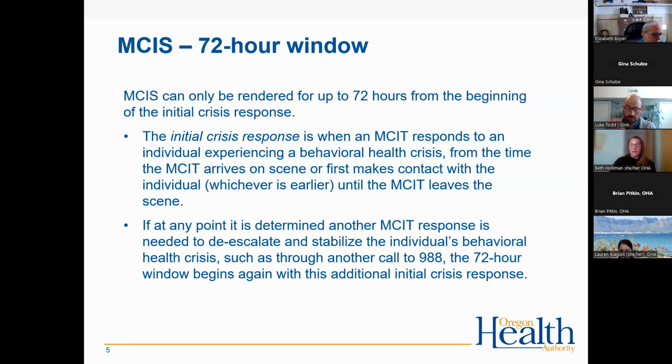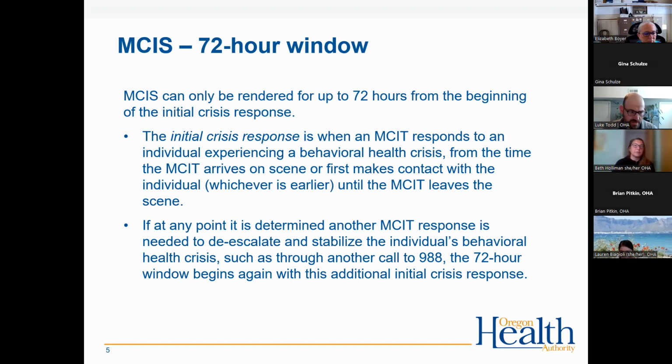But there is a question in the chat box right now from Tammy. Does the time of the visit start when the team arrives on site for billing purposes? So does the clock start when they get there or when they leave the office? It says the team might be interacting with others and perhaps not the individual in crisis. So is it when they arrive on site?